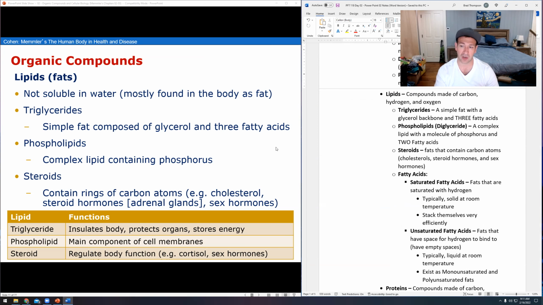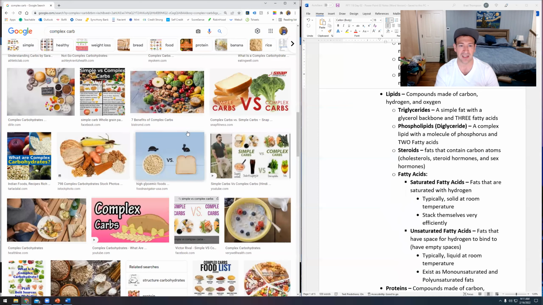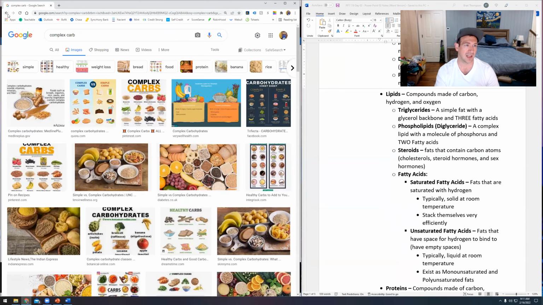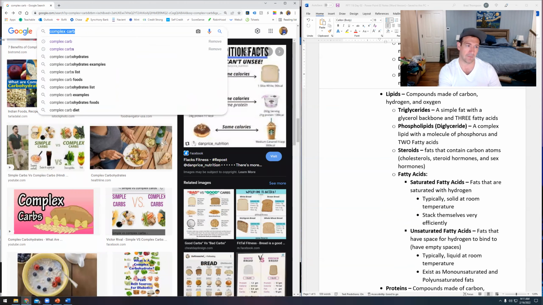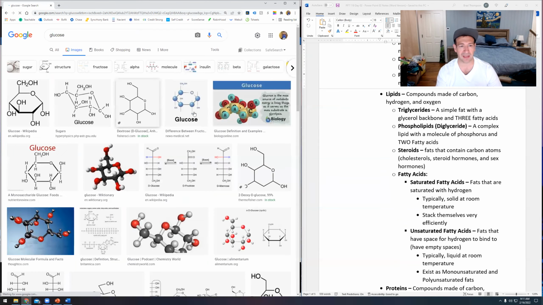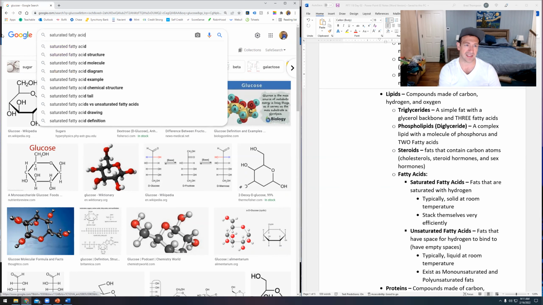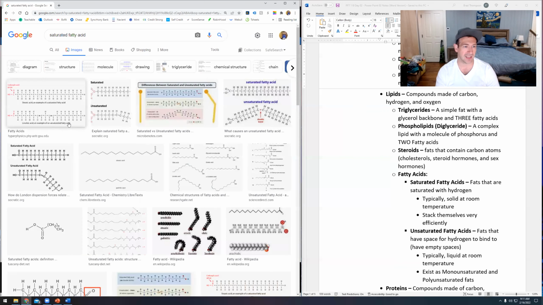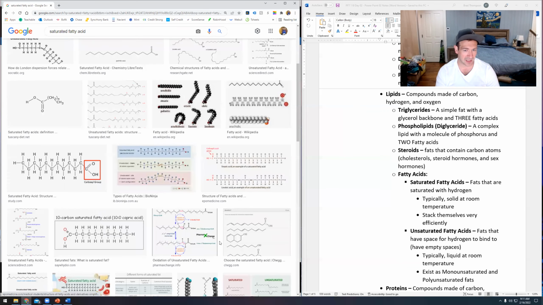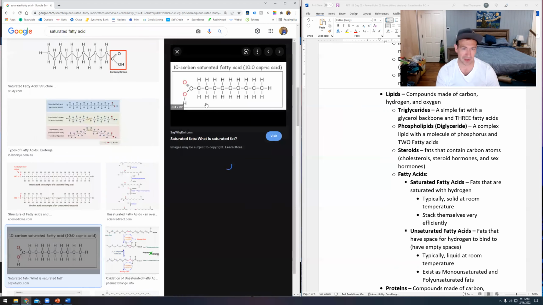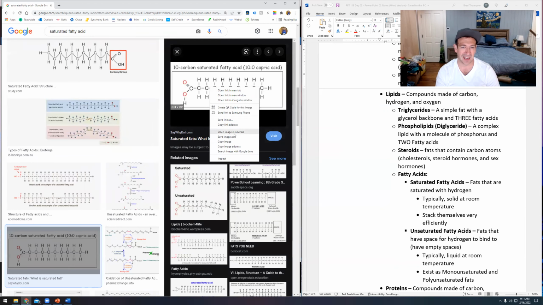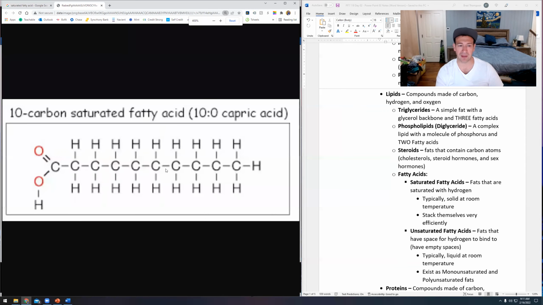These are compounds made out of carbon, hydrogen, and oxygen, but instead of making little rings like we saw in glucose, fats are going to make these big long chains. So let's take a look at a saturated fatty acid. I just want the saturated by itself for right now. It looks like this. It's the same thing, but instead of being in a ring, it's just a big long tail.